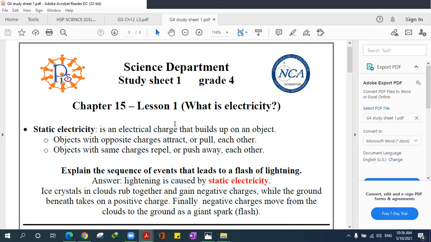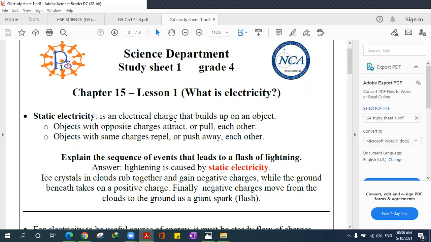In this lesson, we talked about electricity. So we had two types of electricity, if you guys still remember this: static electricity.